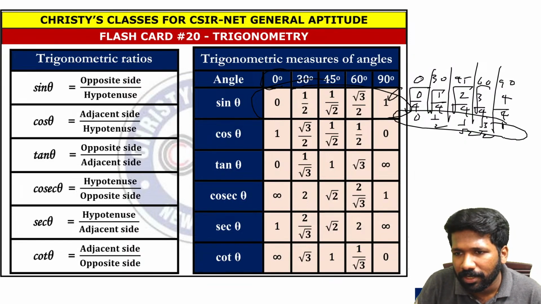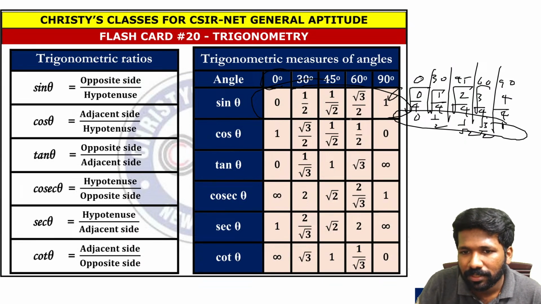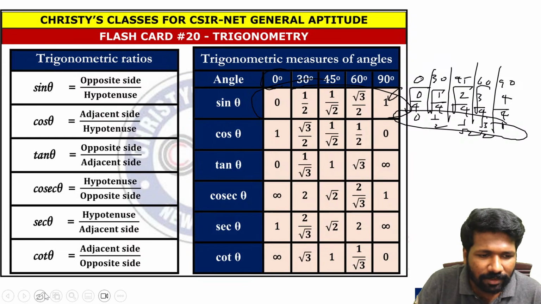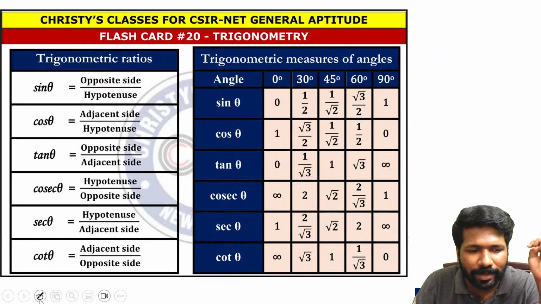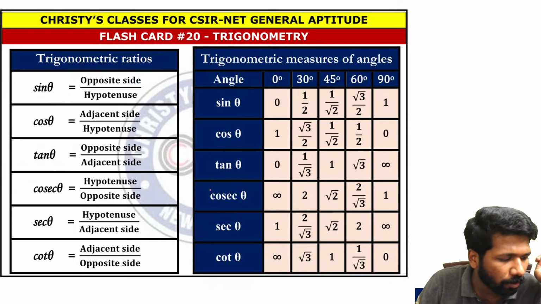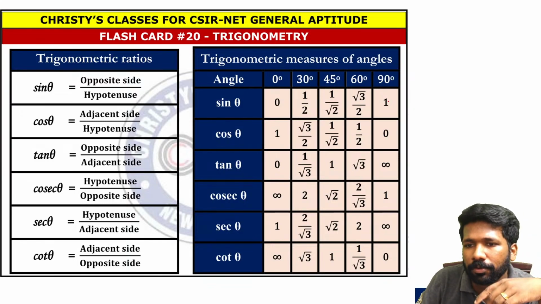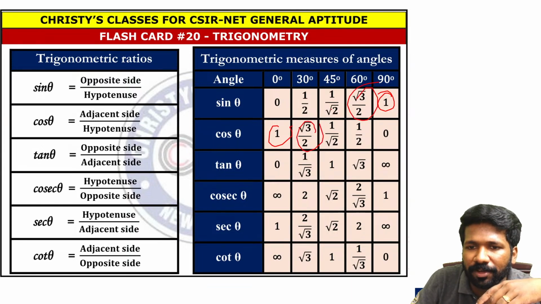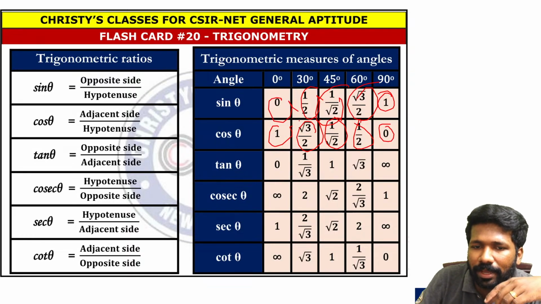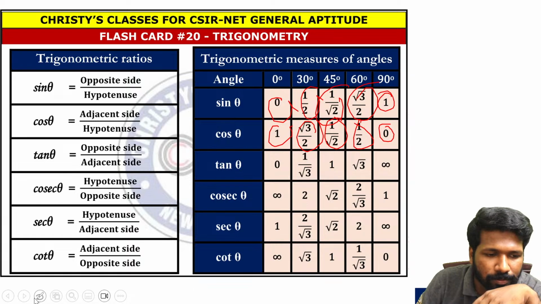So this is a short trick to write down all sine values, and once sine values are written, cos values can be written just by reversing it. Look at this. The sine values in reverse order will be the cos values. So if you know how to find sine values, you don't have to memorize cos values. 1, root 3 by 2, 1 by root 2, 1 by 2, 0. That means the sine values in reverse order will be cos values.